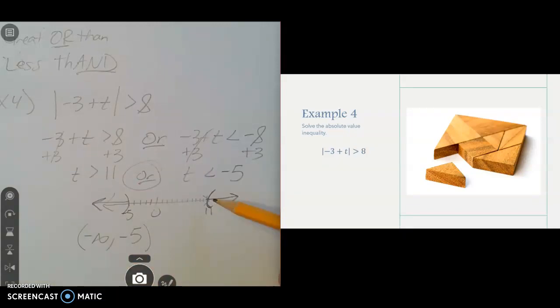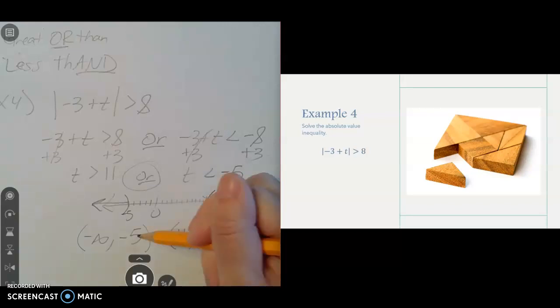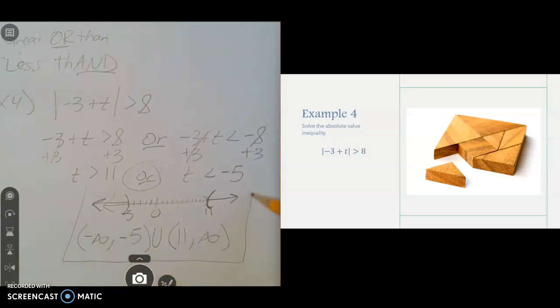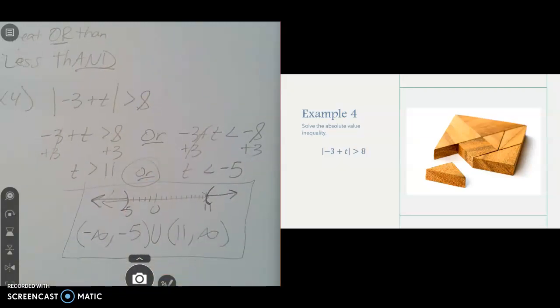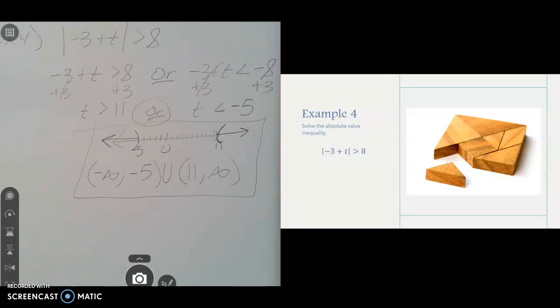The second part of our graph, we start at 11, and we keep going forever to the right, so that would be an infinity. We have a parenthesis at 11. We'll have a parenthesis with the infinity, and then we join those two together with the union symbol. So that's what our graph looks like, and that's what our interval notation looks like for this one.